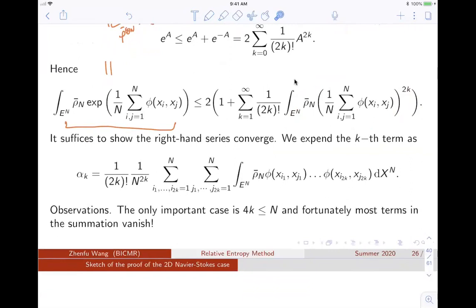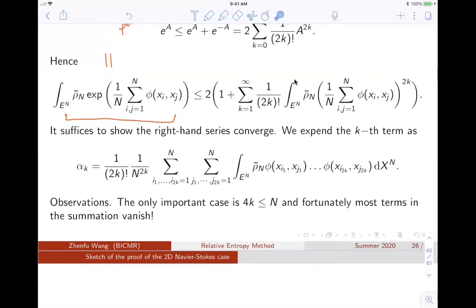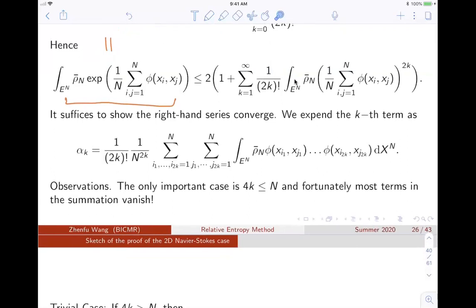in each alpha k, most of the terms will vanish. So then we can get the estimate. Okay, and so the observation is the following. The important case is when k is relatively small. If k is relatively large, this term dominates, so of course it converges. You just use the trivial estimate.